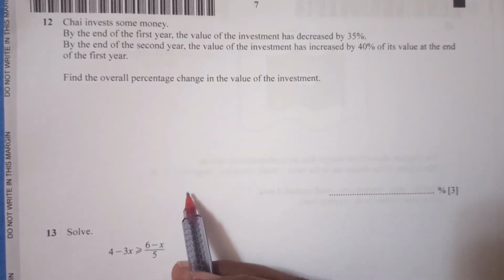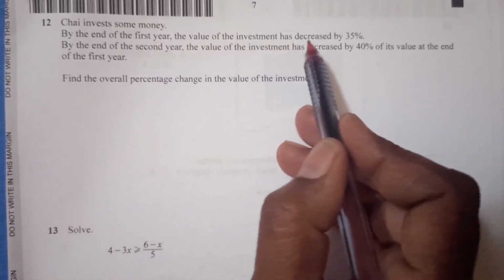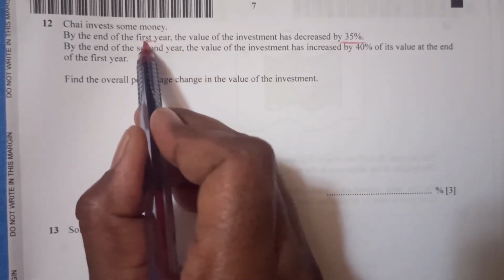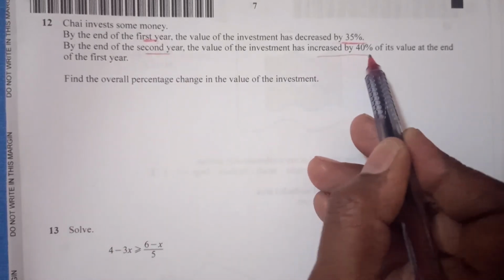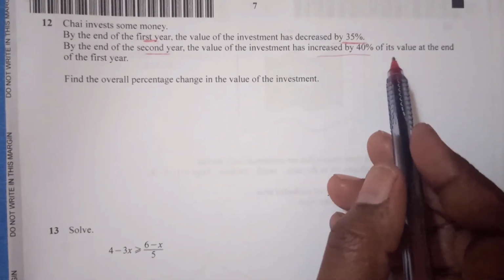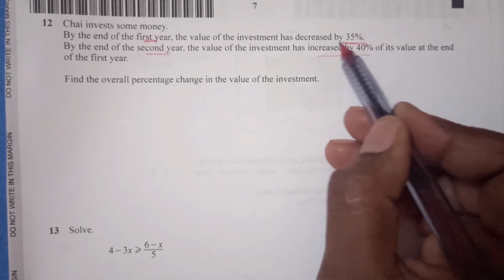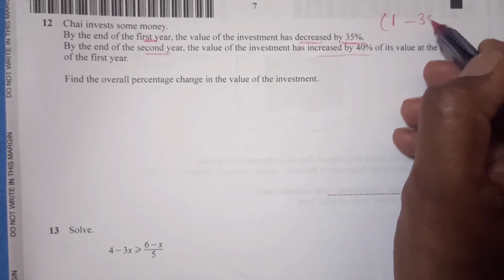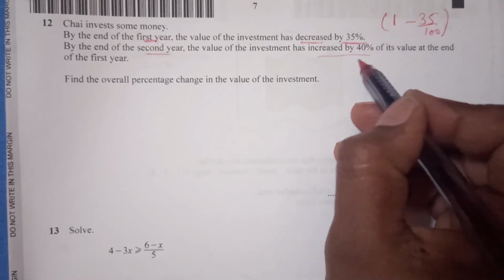Question number 12. Shai invests some money. By the end of the first year, the value of the investment decreases by 35%. Okay, so he is talking about the first year. By the end of the second year, the value of the investment has increased by 40% of its value at the end of the first year. There is a decrease of 35%, so that means this will be 1 minus 35 over 100. This will be the decrease, because there is a decrease, so we will take minus.